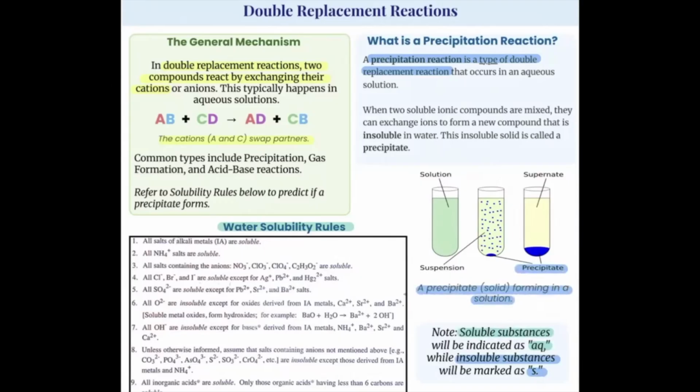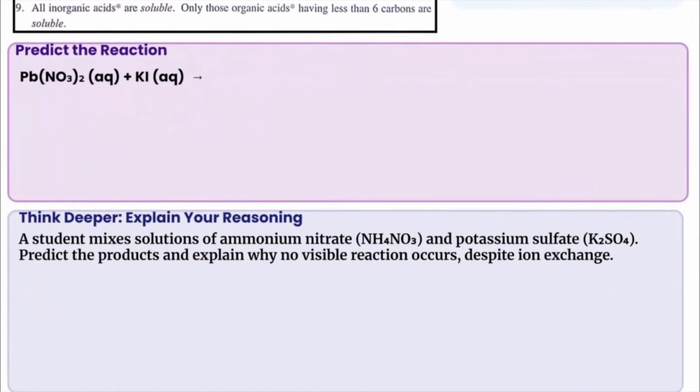So a precipitation reaction is a type of double displacement reaction, where essentially you start with two aqueous substances and one of the products forms a solid. And that solid is your precipitate. So keep that in mind as we go through our examples together. So let's go ahead and walk through the first example step by step.